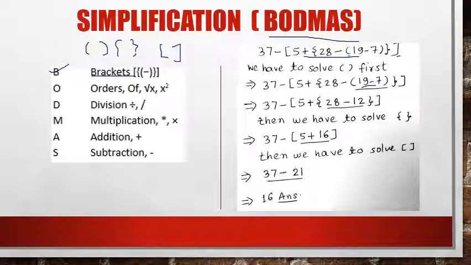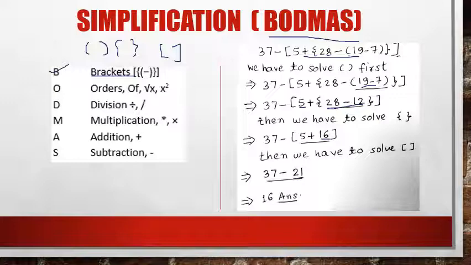Second is your curly bracket. Here we can see 28 minus 12. 28 minus 12 is under the curly bracket, so we will solve the curly bracket. 28 minus 12 is 16, so here we will write 16 and the curly bracket will be removed. Now last is your square bracket. Under the square bracket you can see 5 plus, after subtracting we got 16, so 5 plus 16. Solve this 5 plus 16, it will be 21.